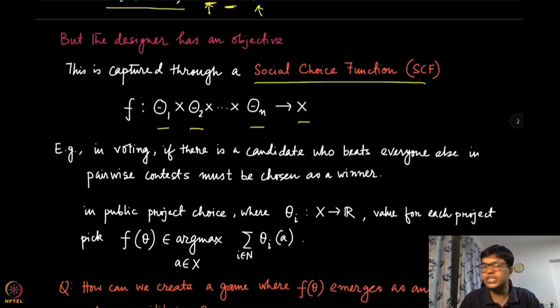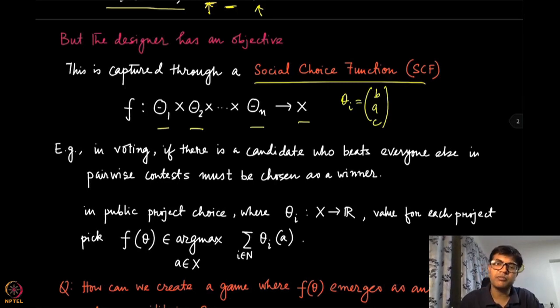So when each of these players is choosing their own theta_i's, their own types, then in that state of this game, or in that state of that world, the social choice function should pick one specific outcome. So what is an example? Let's say in voting, when you are talking about elections, each of these theta_i's is nothing but a different preference. So theta_i's are examples like, let's say, B, A, C for player i, and similarly there could be different preference orders for different players.